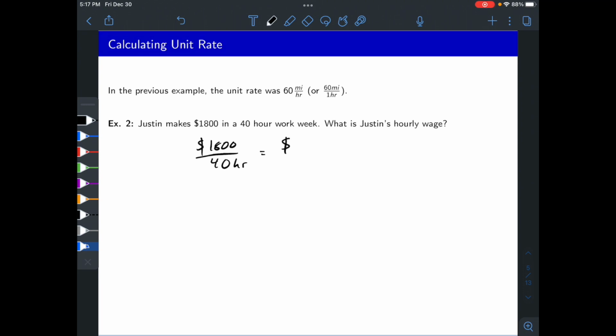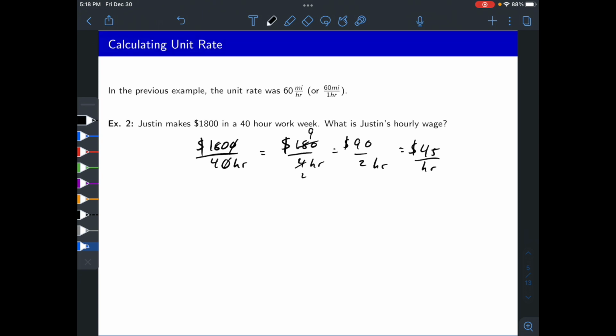So you could use a calculator for this, or you could just go ahead and simplify. So I can cancel out a 10 from the top and the bottom. And then what is 180 divided by 4? Well, I could cancel out a factor of 2 from both of these. So this is 90 over 2, and then 90 over 2 is just $45 per hour. So Justin is making $45 an hour.